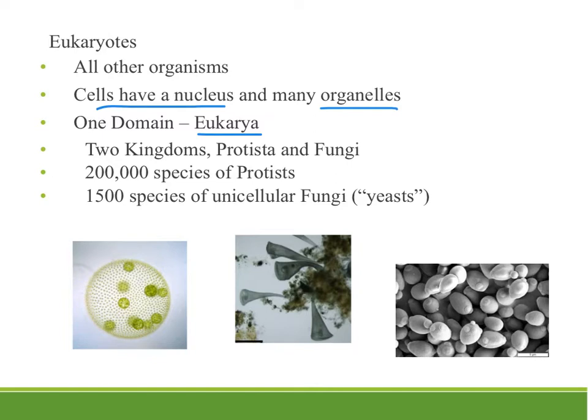We're going to look just at two kingdoms today, Protista and Fungi, because this is where we're going to find our unicellular organisms. Instead of 2 million different species, we only have about 200,000 species of the protists and only about 1,500 species of the unicellular fungi, which are known as yeasts. So even though there are many more species in the protists, we're probably more familiar with some of these things that are eukaryotes.